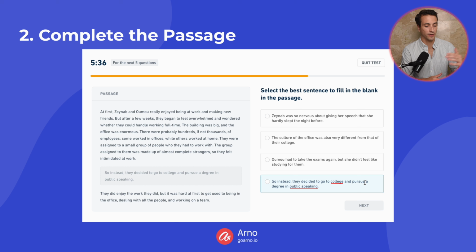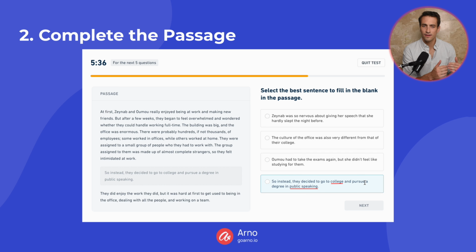at it in context. So we could read, the group assigned to them was made up of almost complete strangers, so they felt intimidated at work. So instead, they decided to go to college and pursue a degree in public speaking. They did enjoy the work they did, but it was hard at first to get used to being in the office, dealing with all the people, and working on a team. Okay, so this option in context kind of makes sense actually, right? You could see that they didn't like being at work, they felt intimidated, so they decided to leave work, to go to college and pursue a degree in public speaking.